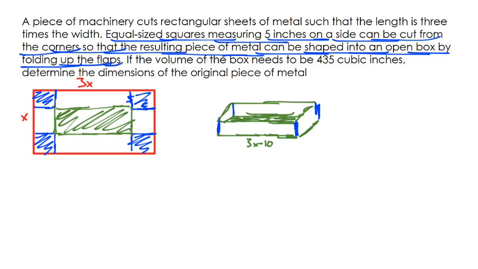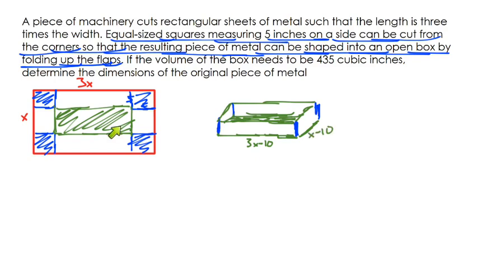And then this distance on the box is not going to be x, because once again we cut off 5 inches there and we cut off 5 inches there. So if this length right here was a full x inches, what we're looking for is x minus 5 minus 5, which is x minus 10.